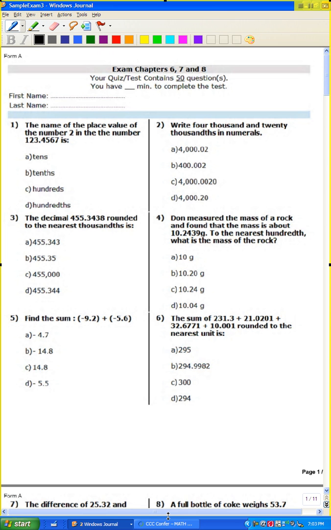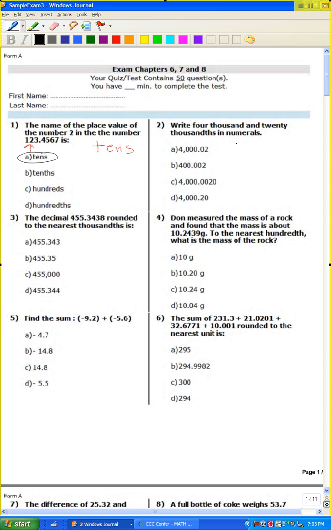Okay, so then we do problem number 1. The name of the place value of the number 2, so let's look at the number 2 here. Well, this is the tens place. And so the answer is B. A, not B. The answer is A.